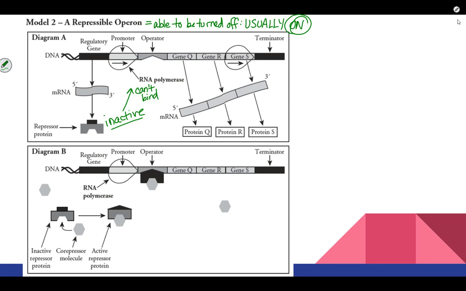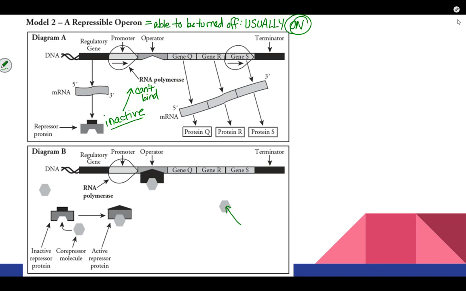But if that bacteria suddenly finds itself in an environment where there is tryptophan just floating around it, why would it bother making its own if there's a bunch of tryptophan sitting right in its environment? So it has the ability to turn these genes off when there's plenty of tryptophan available, or when it's made enough that it doesn't need any more for a while.